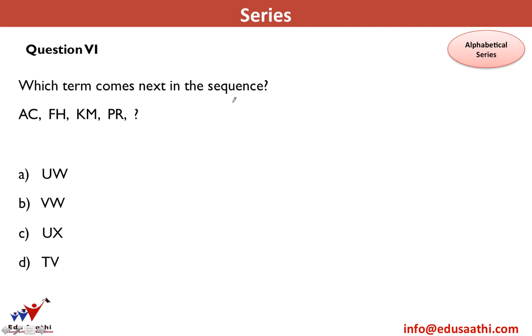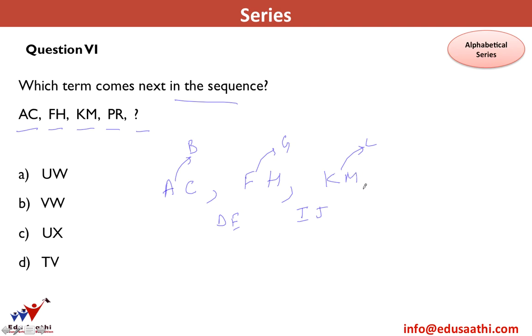Let's try another question. Which term comes next in the sequence AC, FH, KM, PR, and then we have a dash. So I know that AC, I've missed out B here. Then in the second term, I miss out D and E and I start from F. F and H, I miss out a G here. After H, I miss out on I and J, and then I have K, I miss out L, and then I have M. Similarly, after M, I miss out N and O. I have P, I miss out Q and R.